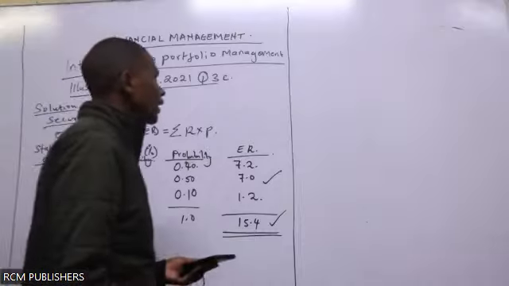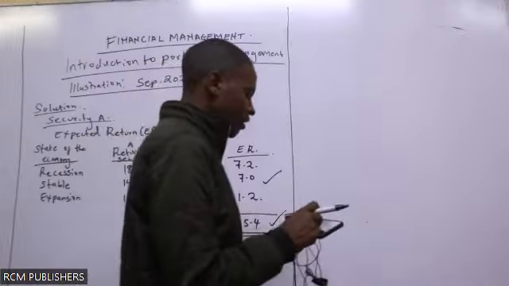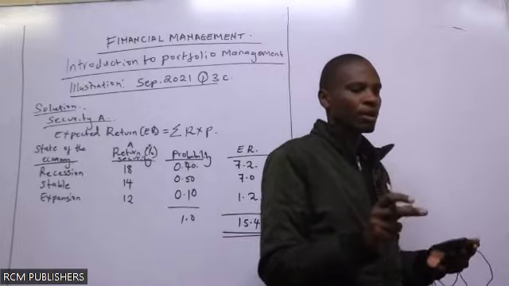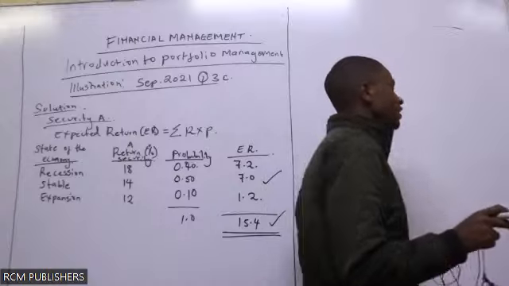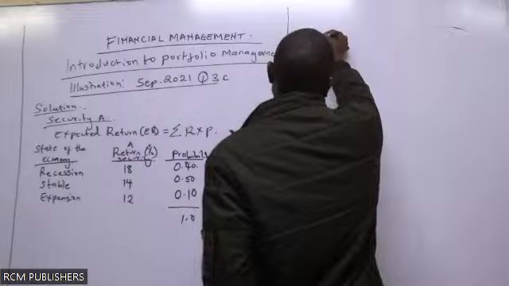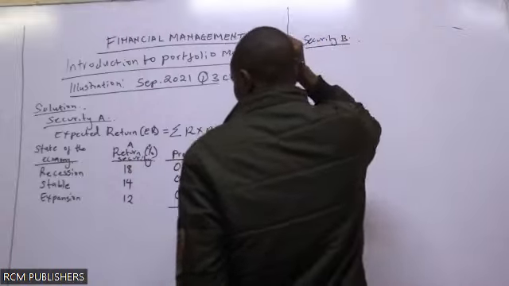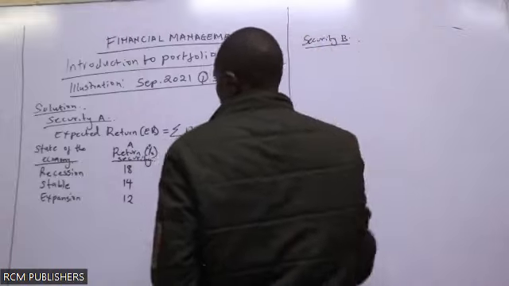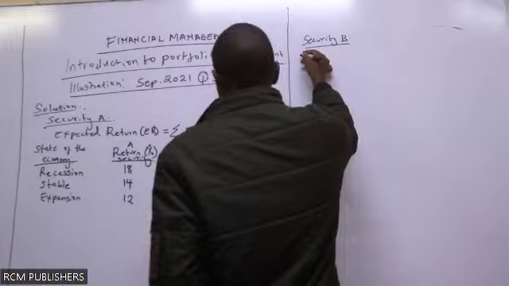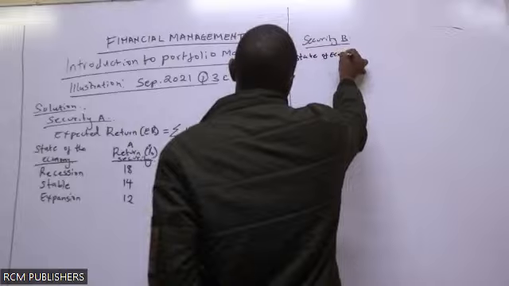Then if you did not manage to do that, can you do that for security B? You can see Thomas is giving us the expected return of B as well. Do the same for security B. Can you do it very fast? I want you to do these things early.